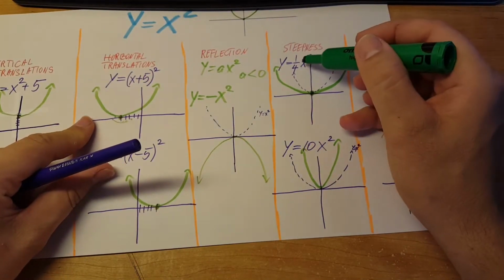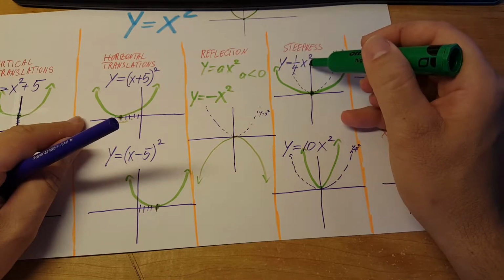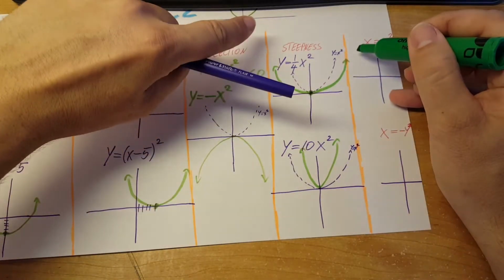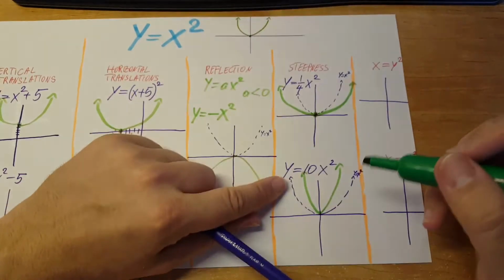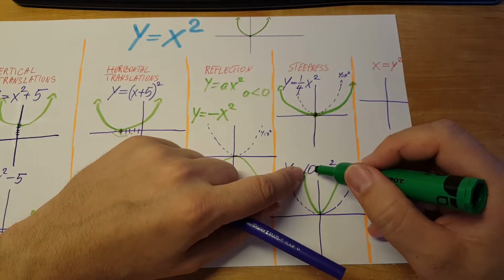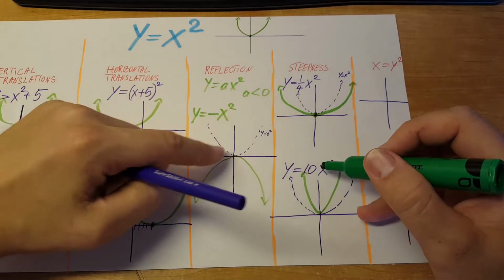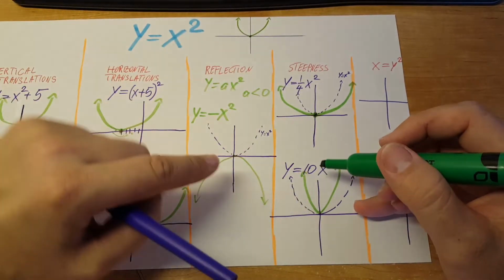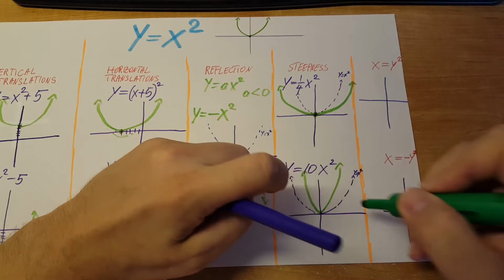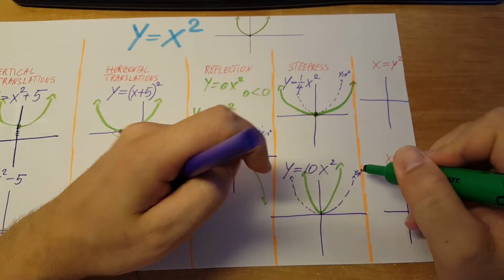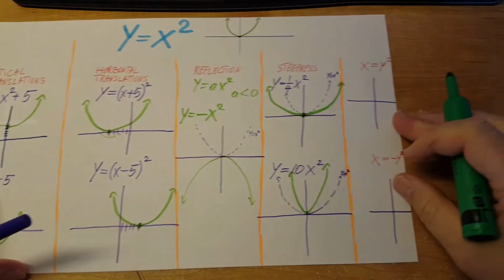So if it's between 0 and 1, then it'll make it wider or less steep than x squared. And if the value is negative, in that case it'll be downwards. So if it's bigger than 1, it'll make it much steeper than the original x squared parent function.